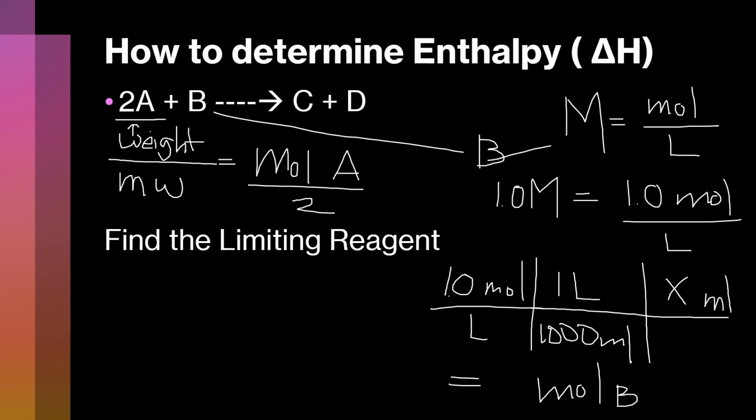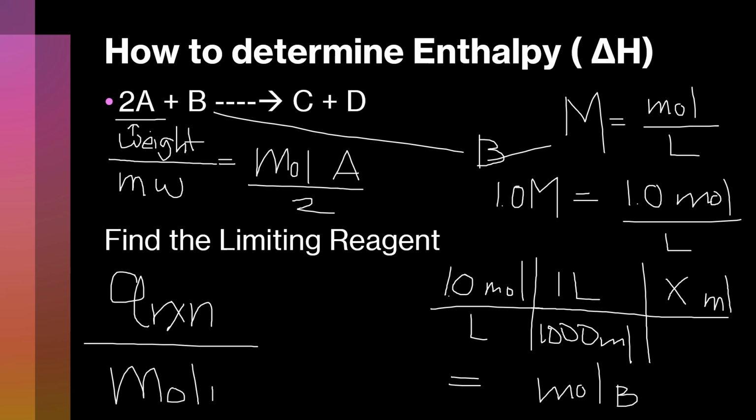Once you have your limiting reagent, you will be able to use the heat of reaction that you calculated earlier and divide by the mole number of your limiting reagent. And this gives you the enthalpy, which is represented by delta H.